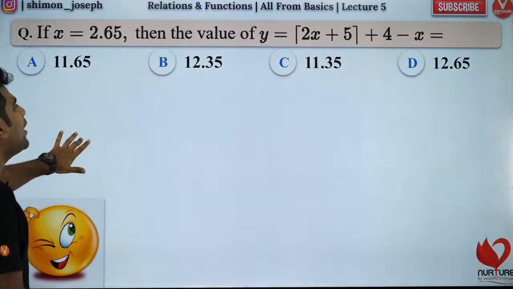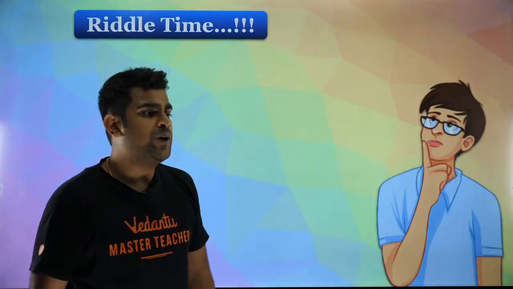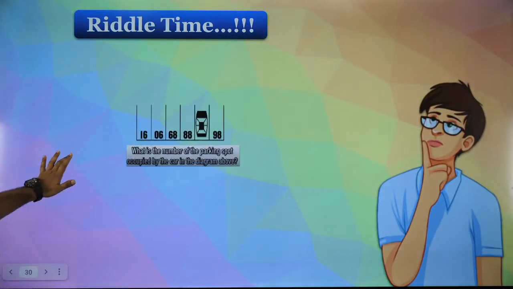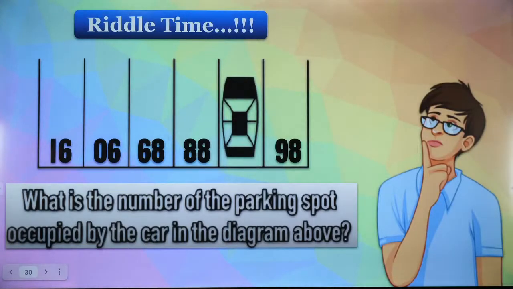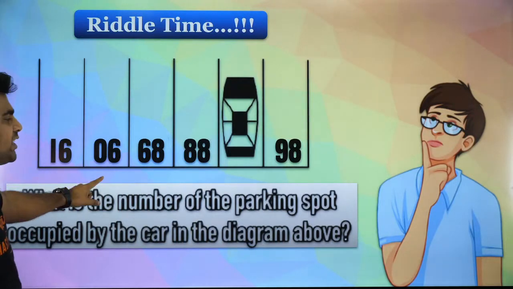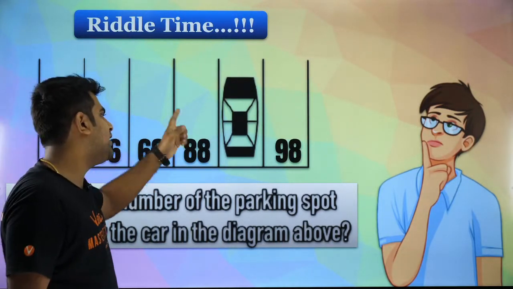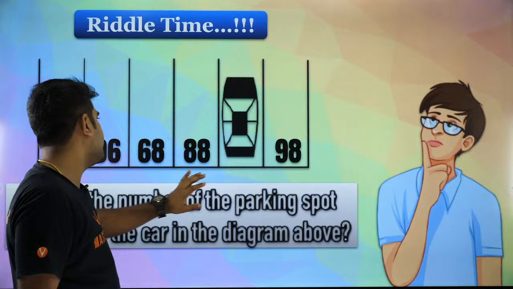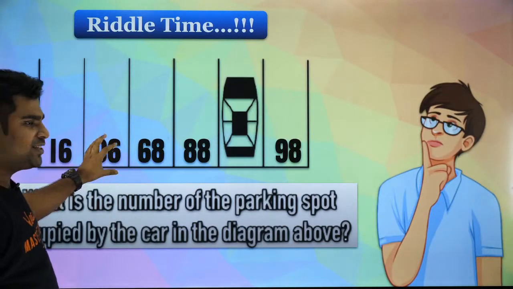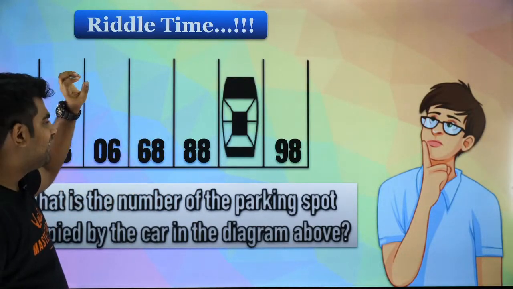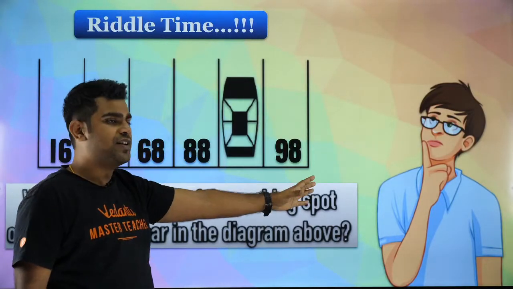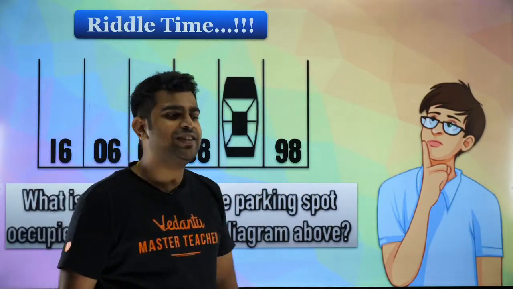Great. So let's get going to the next one, guys. I have a nice riddle for everybody. Please do try it out and then solve it. The riddle question is very interesting today. I want you to tell me the number on the parking lot. Is it 16, 6, 68, 88, 98? So what number will come here? 16, 6, 68, 88, then you have 98. Think about it. It's a very, very tough sequence.